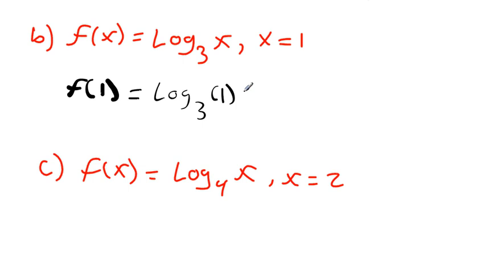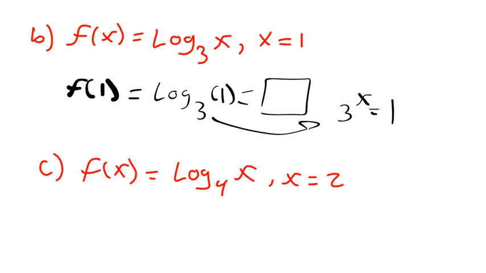What is that? Well, what they're looking for is some number right here, right? And so this is how we find that number. We convert this into something that makes sense to us, which is 3 to the power of what equals 1. That's what this means. 3 to the power of what equals 1?